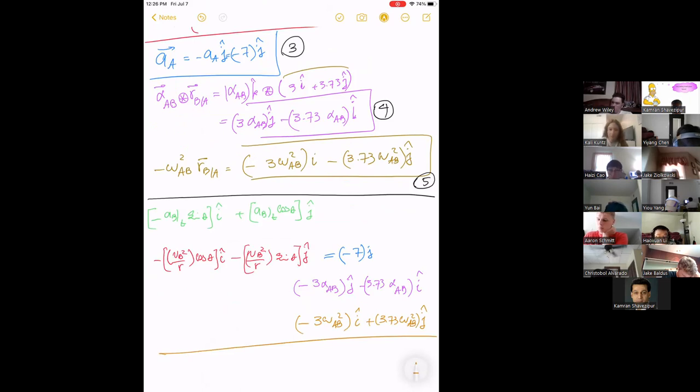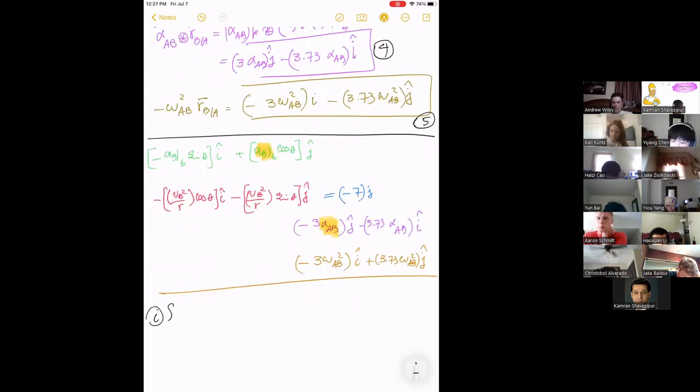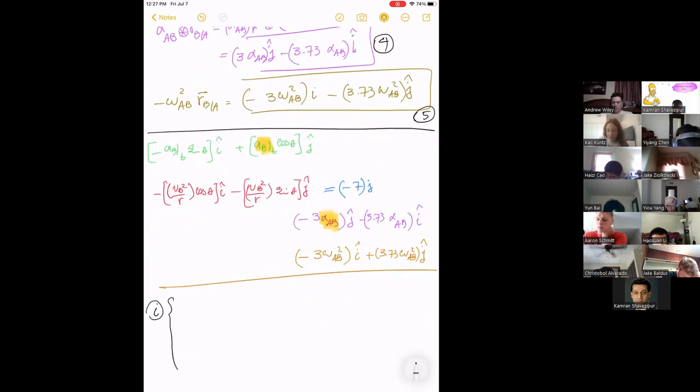Again, we have two unknowns. One is going to be tangential acceleration for B, and the other one is alpha AB. To solve for these two unknowns, again, we separate I and J components. So in the I direction, on the left-hand side, minus AB T sine theta minus VB square over R cosine theta. On the right-hand side, you're going to get minus 3.73 alpha AB minus 3 omega AB square.